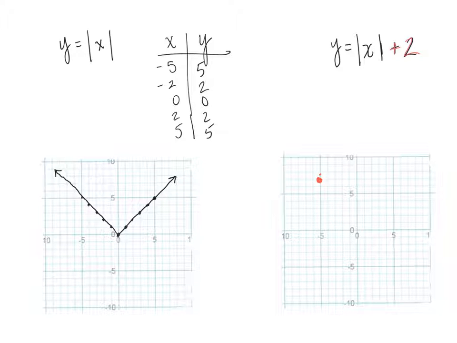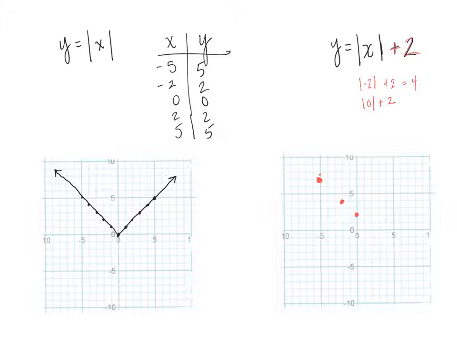And when x is -2, I'm going to end up taking the absolute value of -2 and adding 2, which ends up equaling 4. Okay, so find -2, let's plot 4. That's right here. When x is 0, well, the absolute value of 0 is 0, but I'm still adding 2 to it. So it's 2.